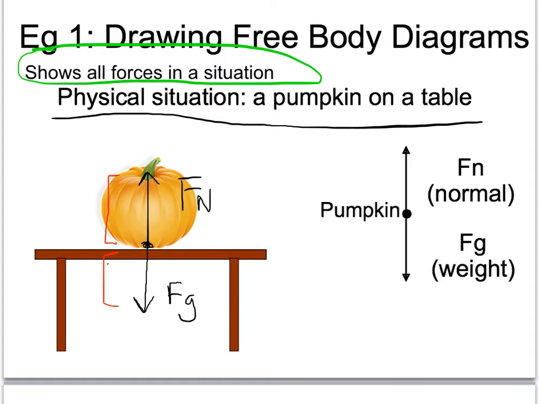Gravity pulls it down, the table supports it, and so that gets a normal force. Note again, that normal force is perpendicular to the object's resting place, or what the object sits on. There's a right angle between the force I've drawn and the table. Moving on to the next one, also redrawn here for reference.